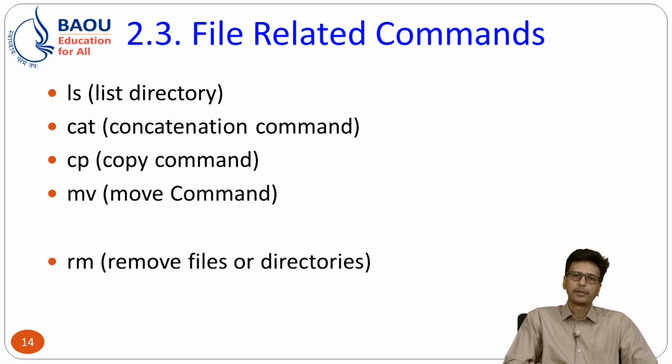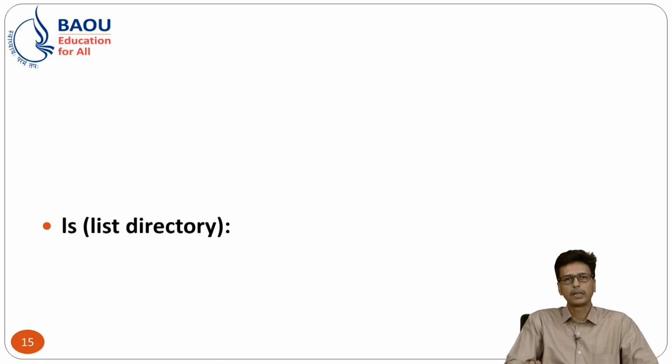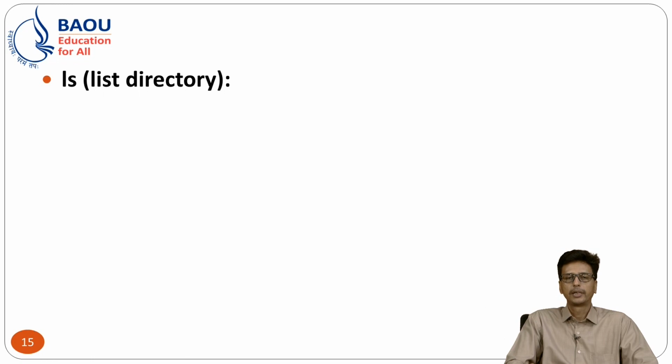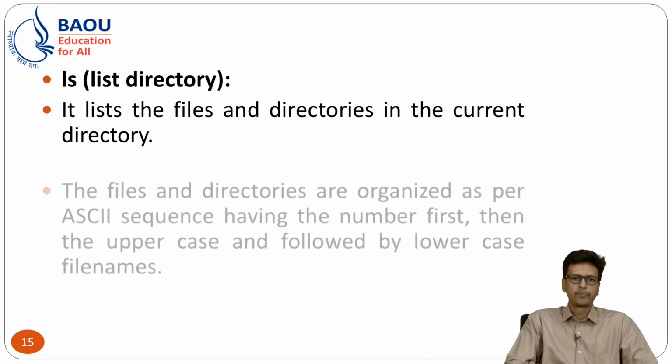As we have seen, suppose you want to see the contents, that means the files or subdirectories or directories available in a particular directory, in that case you can use this ls command. The ls command simply gives you the list of all the directories or files which are currently available in a particular folder or directory.